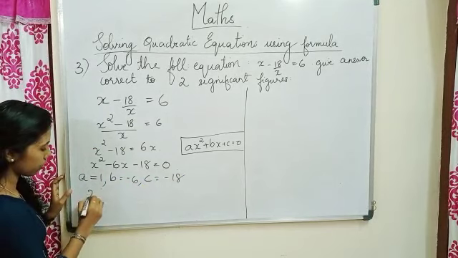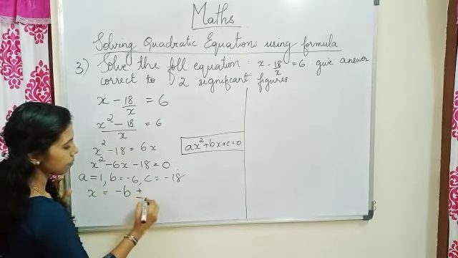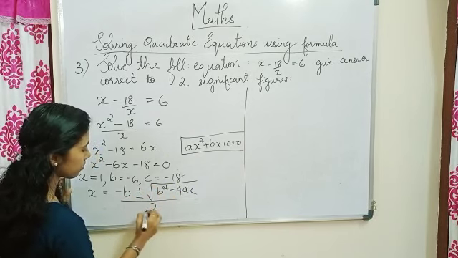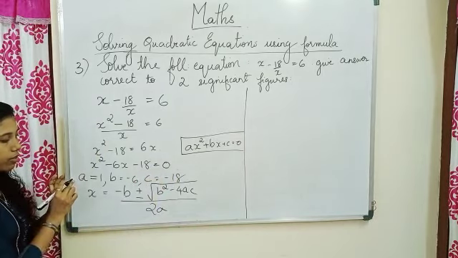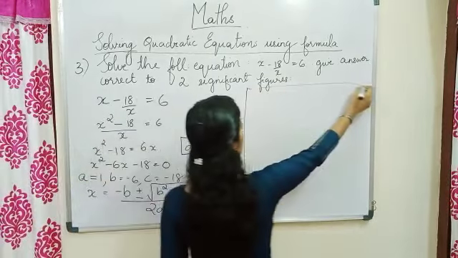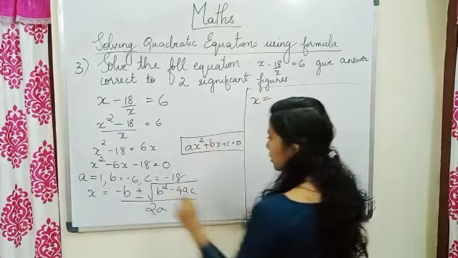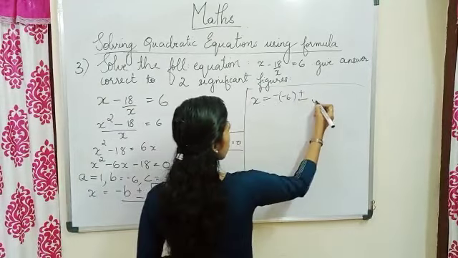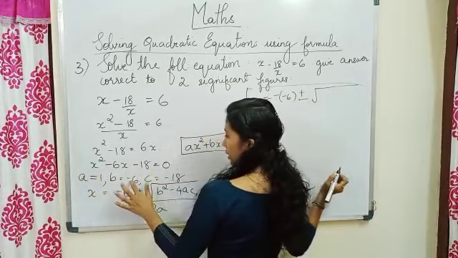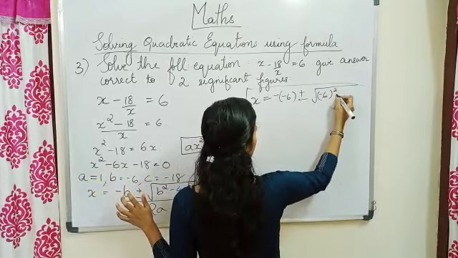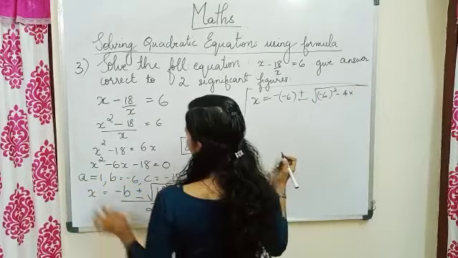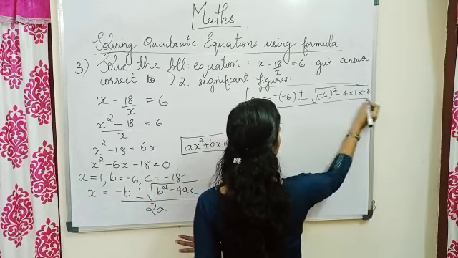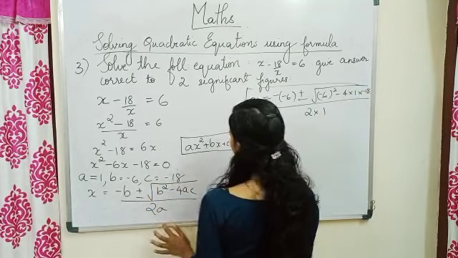So we have to use the formula x is equal to minus b plus or minus root of b square minus 4ac divided by 2a. Then substituting the values of a, b and c, we get x is equal to minus of minus 6 plus or minus root of b square. B square means minus 6, that is minus 6 the whole square, minus 4 into a's value which is 1, and c's value which is minus 18, the whole divided by 2 into 1. A's value is 1, so 2 into 1.